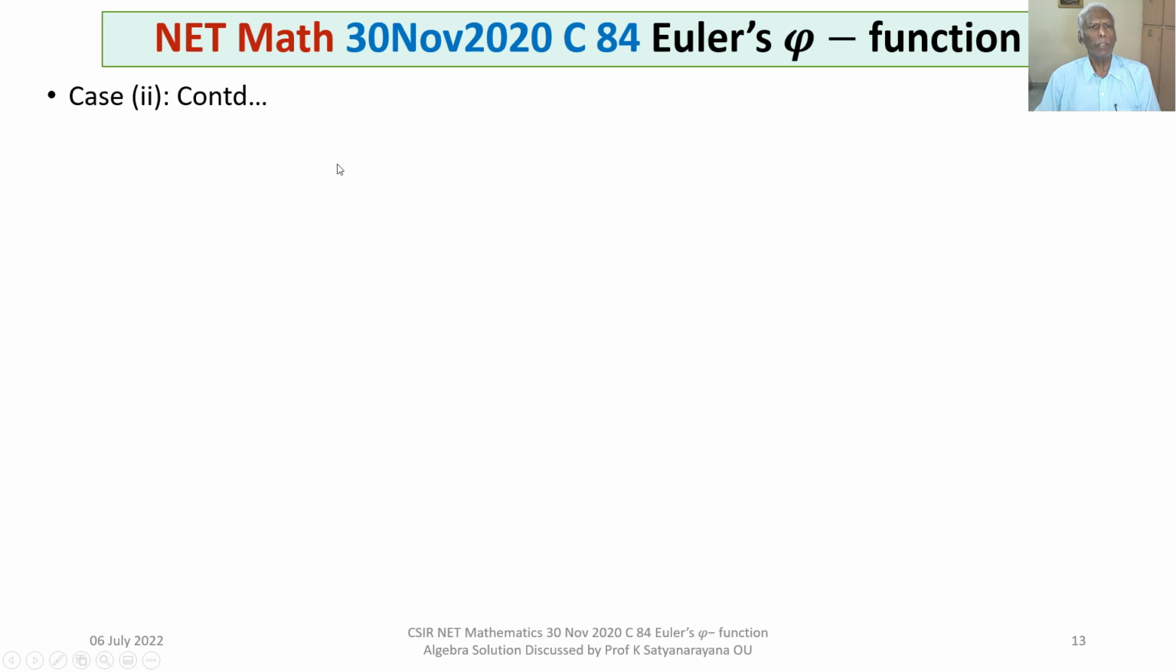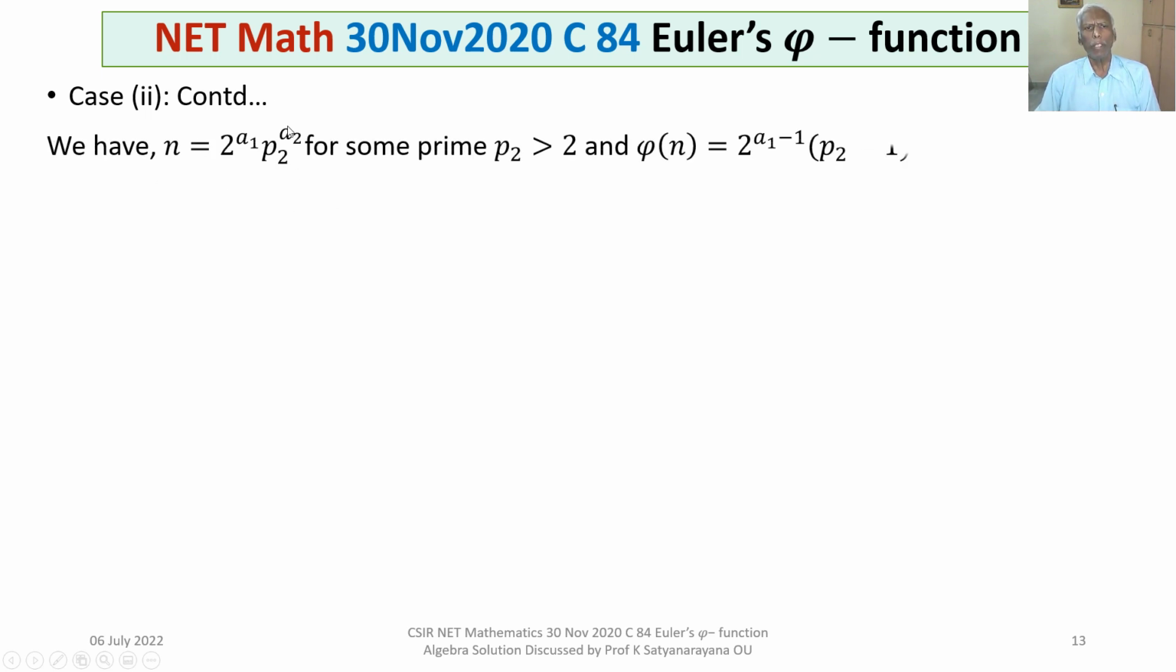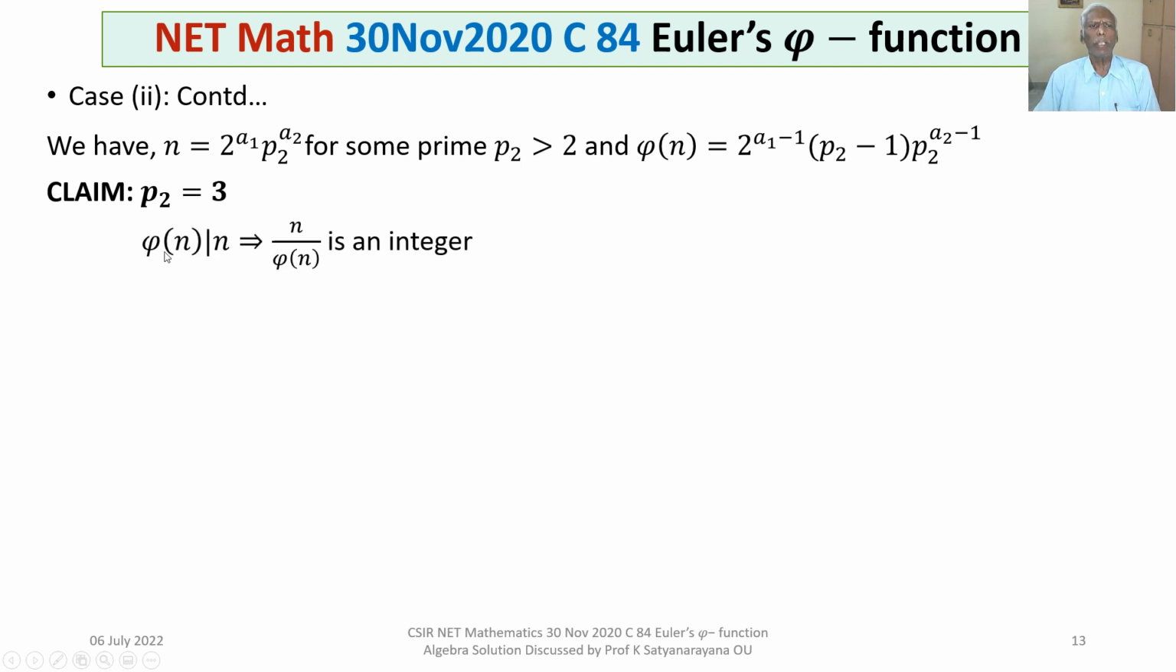Case 2 is continued. We have n is equal to 2 to the power of a1 into P2 to the power of a2 for some prime P2 greater than 2. Phi of n is 2 to the power of a1 minus 1 into P2 minus 1 into P2 to the power of a2 minus 1. Agreed. Our claim is P2 is 3 only. Now phi of n divides n, yes.